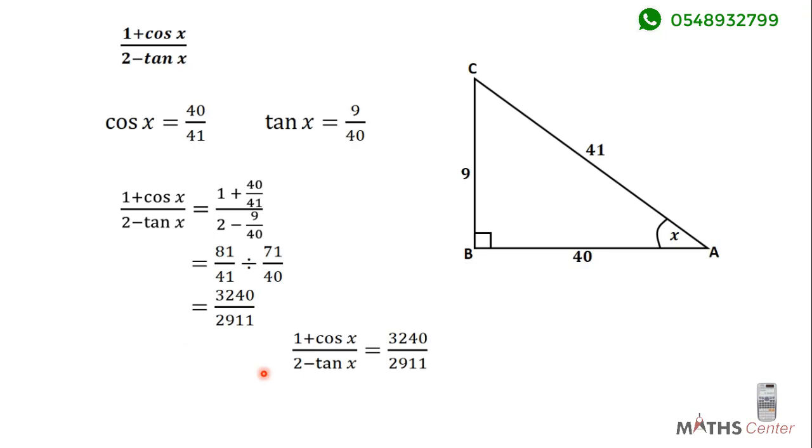So we can say that 1 plus cos x divided by 2 minus tan x is equal to 3240 divided by 2911. So you see that applying the Pythagoras theorem and the trigonometric ratios, we have been able to solve this question.